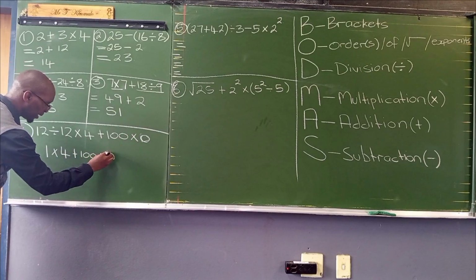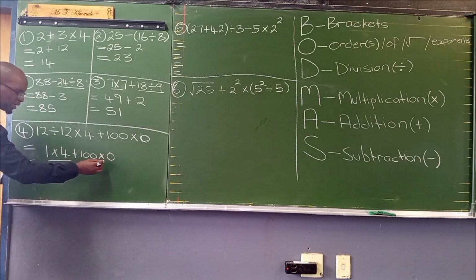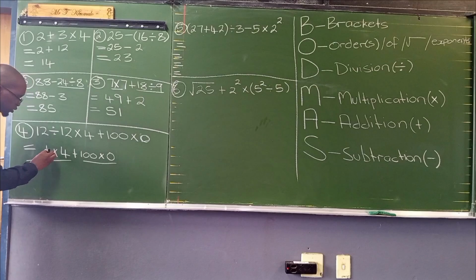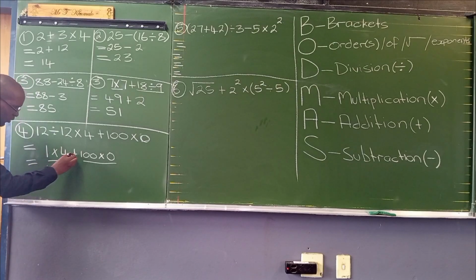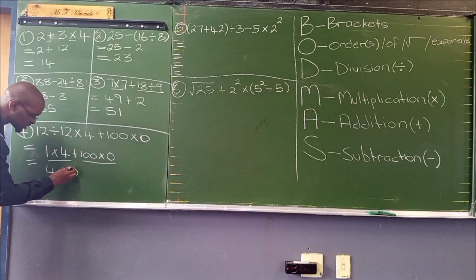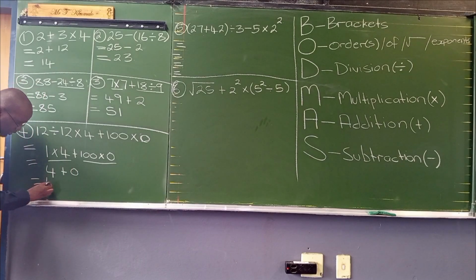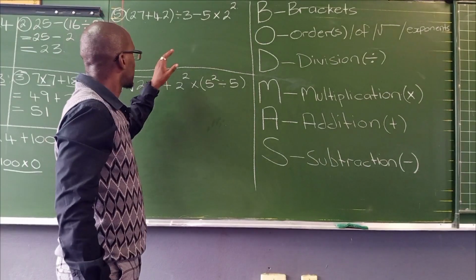Then we have multiplied by 4 plus 100 multiplied by 0. Right, so I will multiply before I add. So 1 times 4 is 4, plus 100 multiplied by 0 is 0, since any number multiplied by 0 is 0, and then 4 plus 0 is equal to 4.